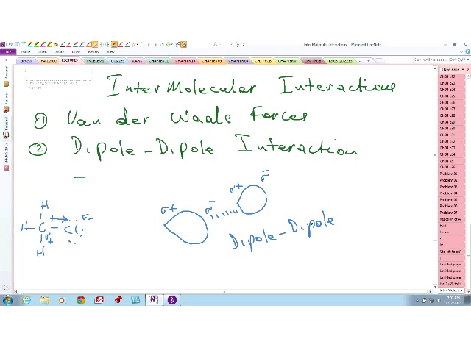Yes. See that again? I can hear you. Yeah, these two circles represent this molecule here. What I'm trying to do is to represent this molecule here. So we have the partial negative charge, partial positive charge, and therefore this here is the dipole-dipole interaction.